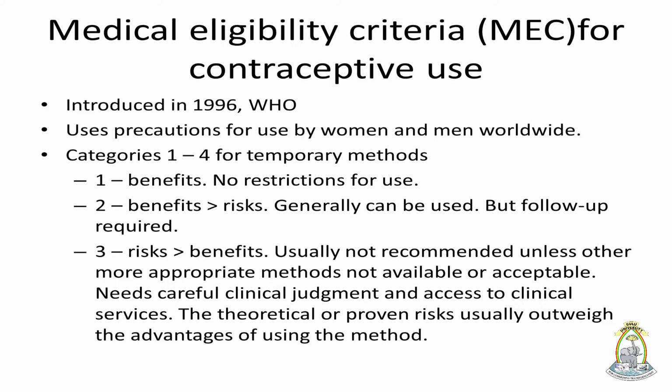Let's look at the medical eligibility criteria, first published in 1996 by the WHO. These are things that we use as precautions for women and men worldwide. We have categories 1 to 4 for temporary methods of contraception. And then medical eligibility criteria number 1, the benefit is overwhelming and there's no restriction. You can use the method in any way.